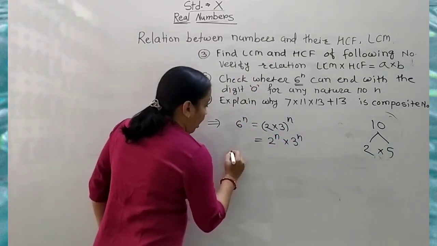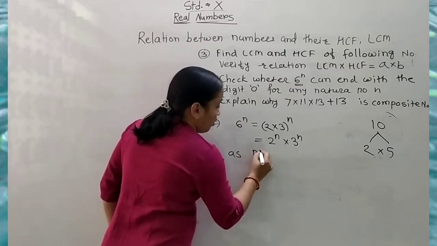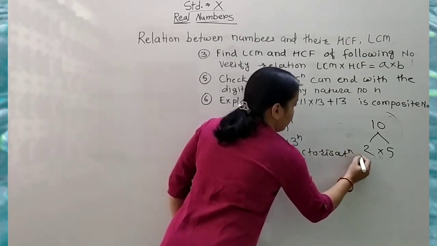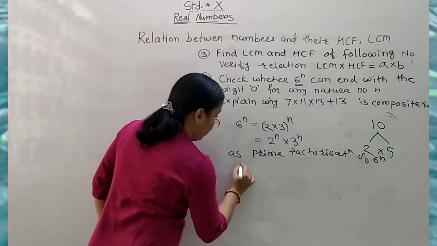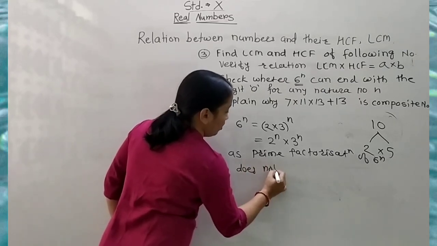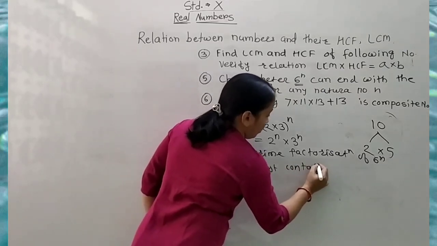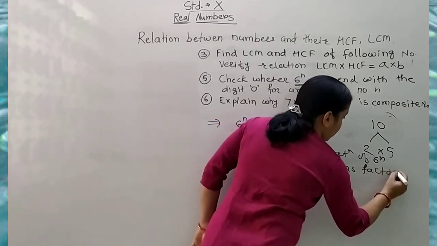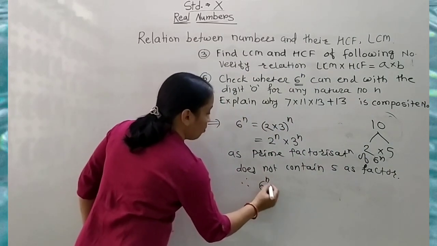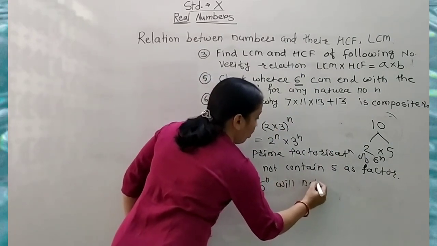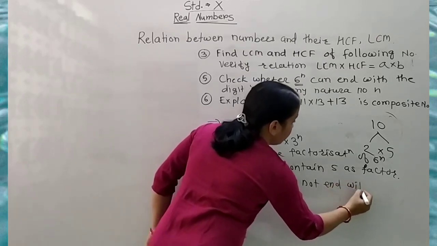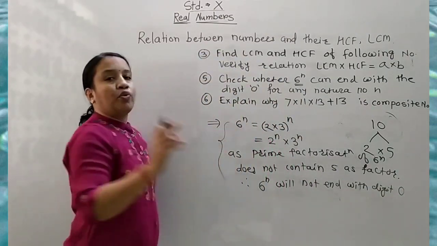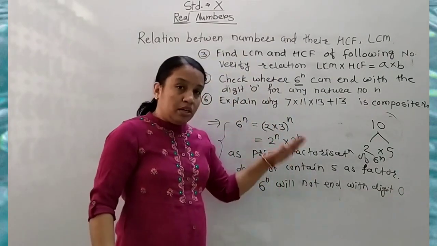So write that as: prime factorization of 6 raised to power n does not contain 5 as a factor. Therefore 6 raised to power n will not end with digit 0. This complete thing you have to write for the 2 marks. Don't skip any of the steps.